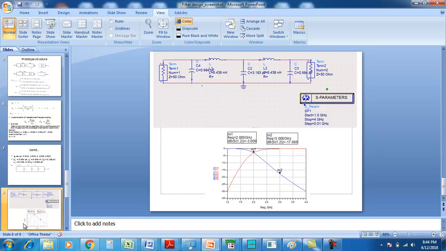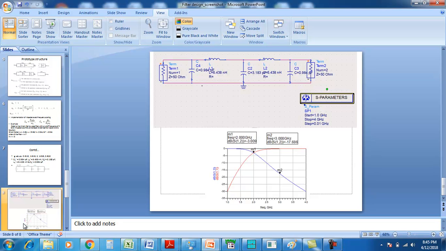Then this circuit is simulated and we are getting the S parameters. That is, S11 means return loss of a circuit. S12 or S21 means transmission loss or insertion loss of the circuit. Here, the given data is that the filter has to pass up to 2 GHz and 15 dB is required at 3 GHz. So these are all the specifications of a filter design.